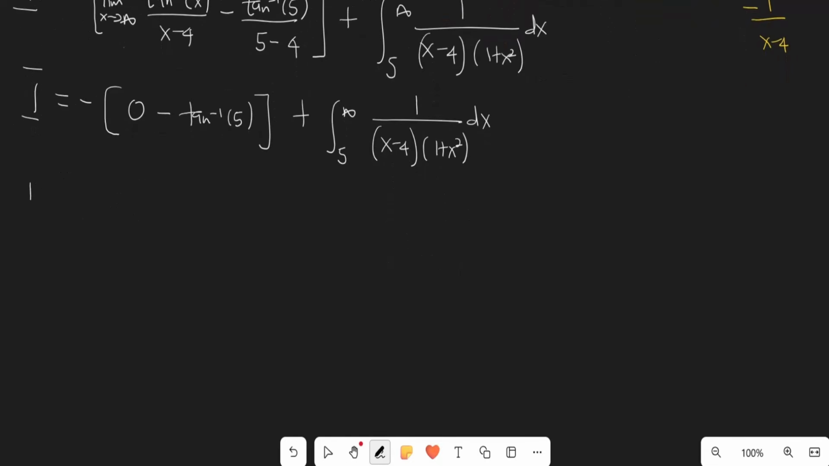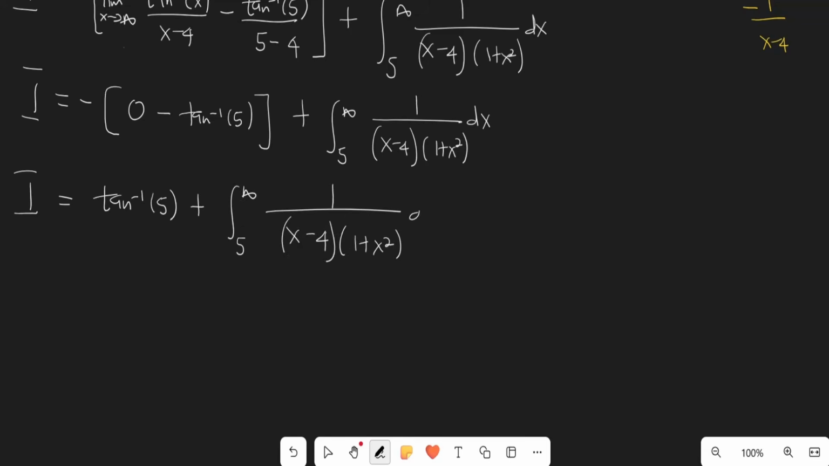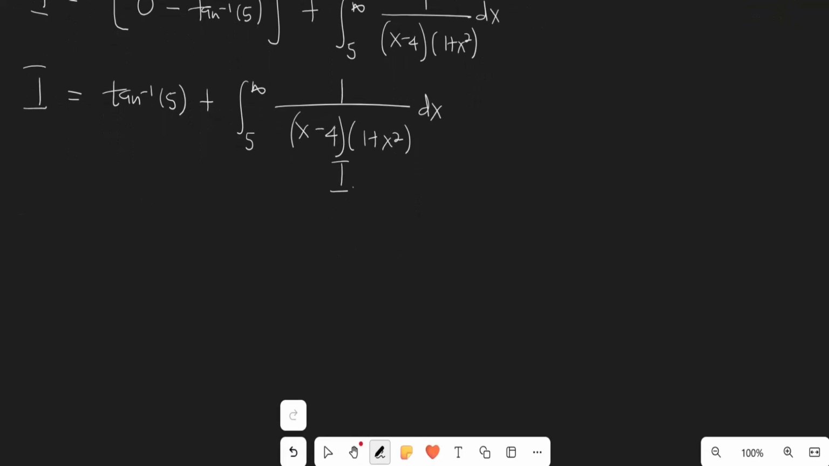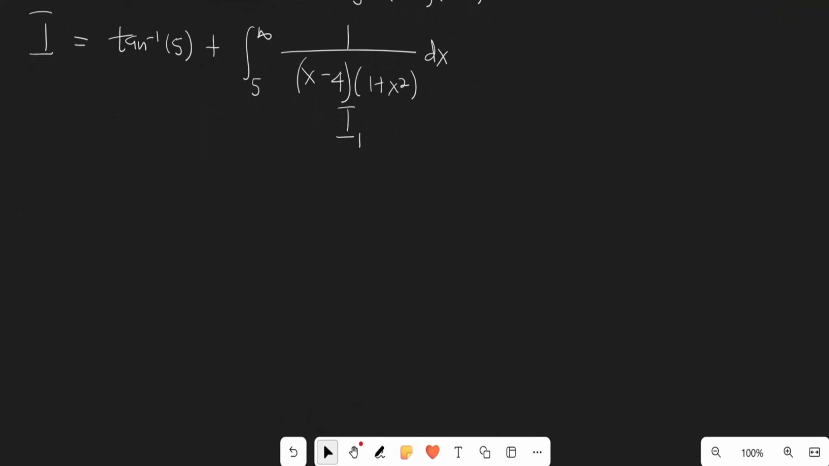So far so good. So I is going to be equal to, this is now the tan inverse of 5, negative, negative, right? And then plus the integral from 5 to infinity of 1 all over x minus 4, and then multiplied by 1 plus x squared dx. This is partial fractions, right? So let me call that one integral I1. Why not? Now let's switch colors and solve that.